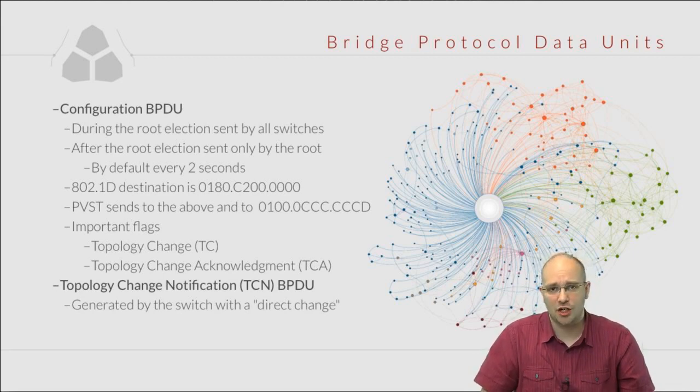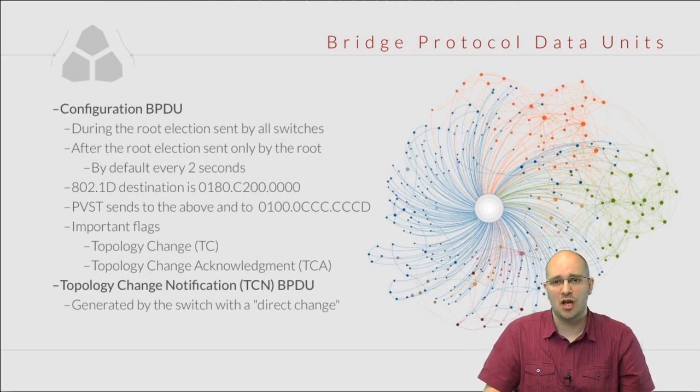These frames are sent to a specific multicast destination of 0180C2000000. In a case when we are using 802.1q trunks and we are using Cisco's proprietary per VLAN spanning tree, on all the VLANs, additional BPDUs will be sent to a Cisco-specific destination of 01000CCCCCCD. And I will show you this in a moment.